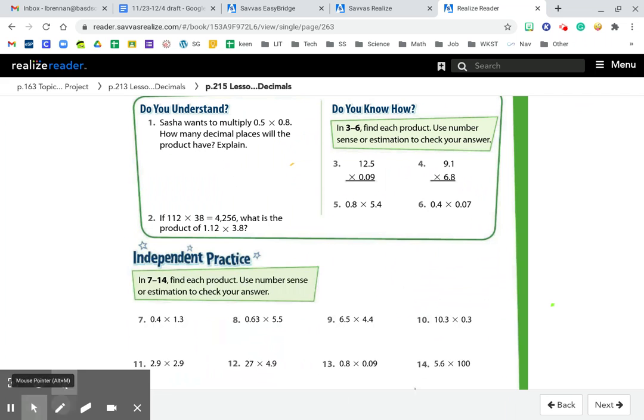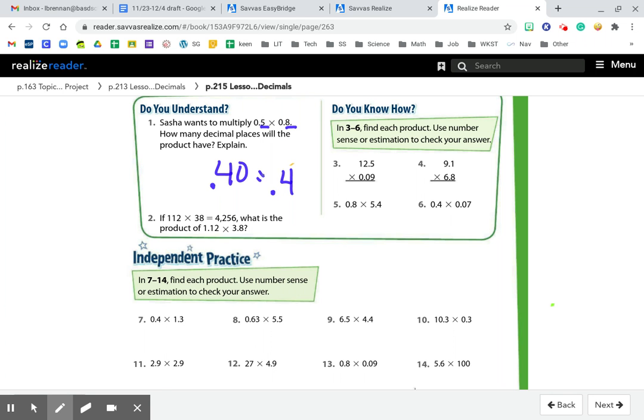Sasha wants to multiply 0.5 times 0.8, and we know, because we're smart 5th graders, that 5 times 8 is 40. How many decimal places will she have in the problem? Well, she has 1 there and 1 there, so that's 2 altogether. So she's going to need 2 decimal place values in the answer. And she can actually write this as 0.4, and those would be equal to each other. So either way. Find the product, use number sense or estimation to check your answer.